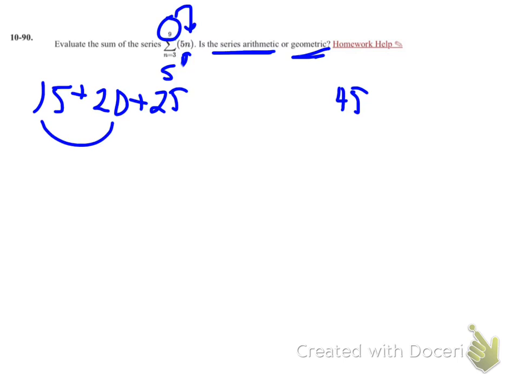Another way that I can tell if it's arithmetic is by my equation here, or what is called the argument. Since this argument right here, 5n, is linear, that means it's arithmetic. If it was exponential, then it would be geometric.